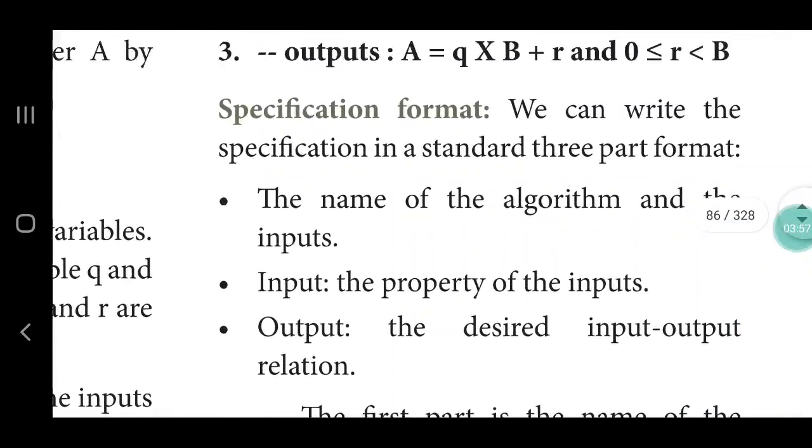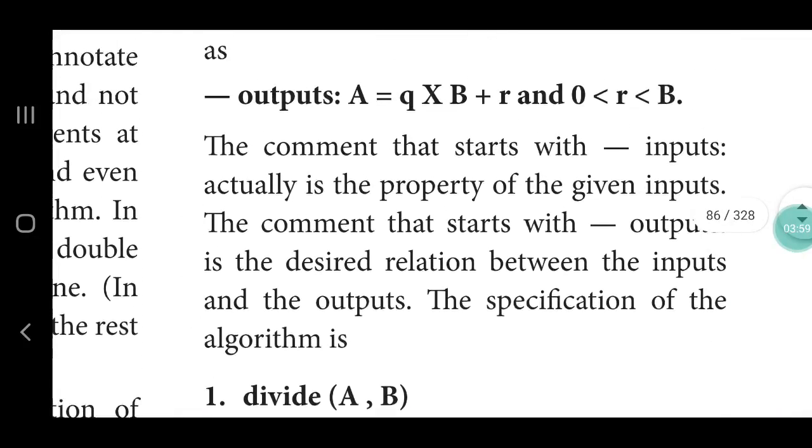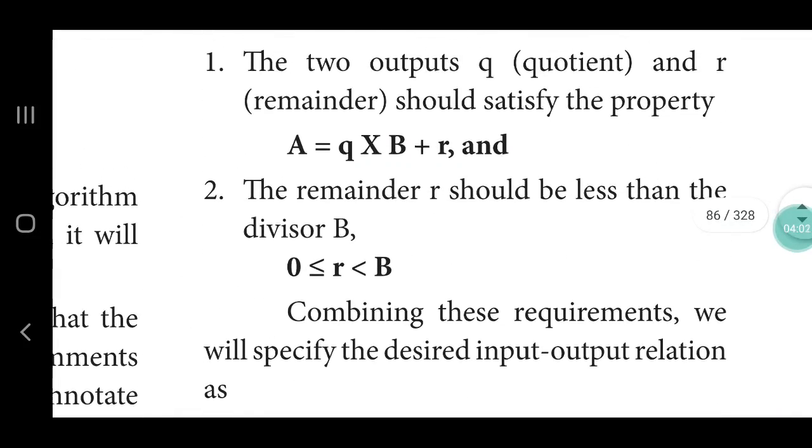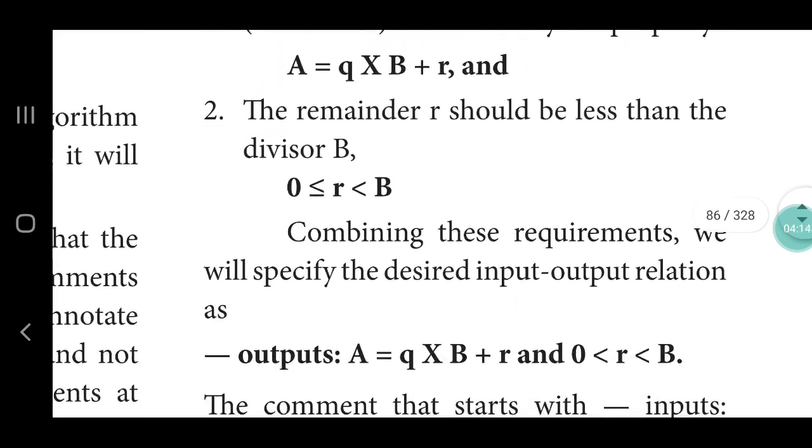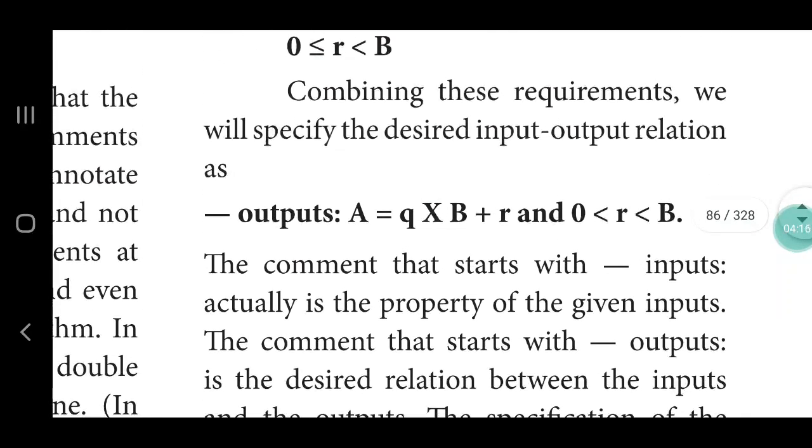The next concept about the specification is that the two outputs, quotient Q and remainder R, should satisfy the property, and the remainder R should be less than the divisor B. By the combination of these two requirements, we get the specification A equal to Q cross B plus R, and 0 less than or equal to R less than B.